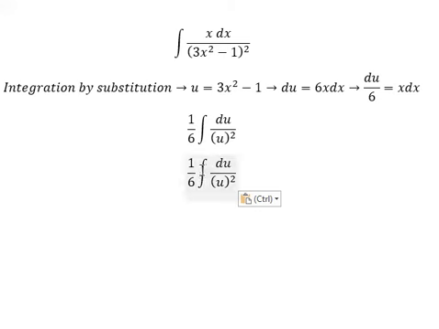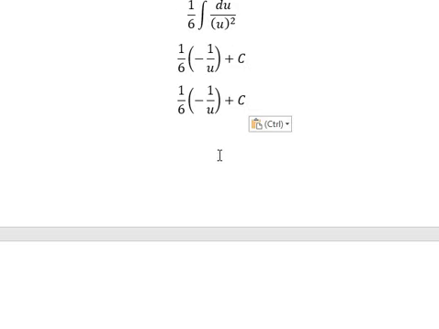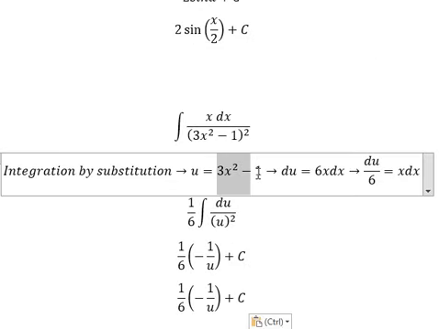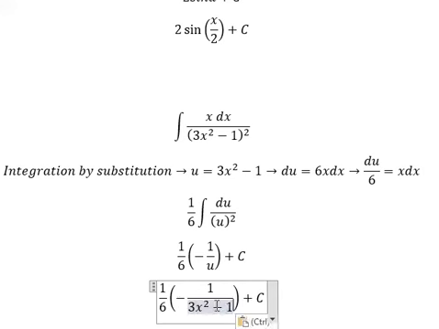The integration of this one, you got negative 1 over u, and we put c. About u, we need to change back to 3s squared minus 1. And we put the negative sign outside. And this is the answer for question number 3.